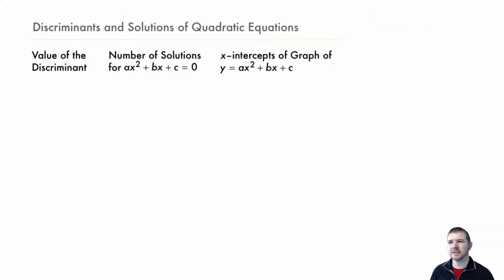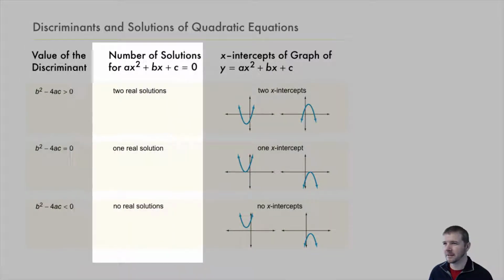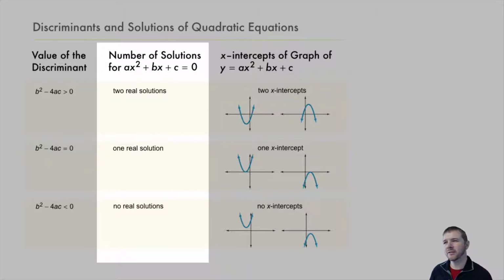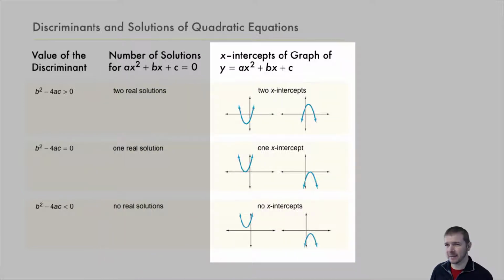Discriminants and solutions of quadratic equations. Note this table. On the left, we'll see the value of the discriminant. In the middle, the number of solutions for the quadratic equation ax squared plus bx plus c equals 0. And on the right, the x-intercepts of the graph of y equals ax squared plus bx plus c.